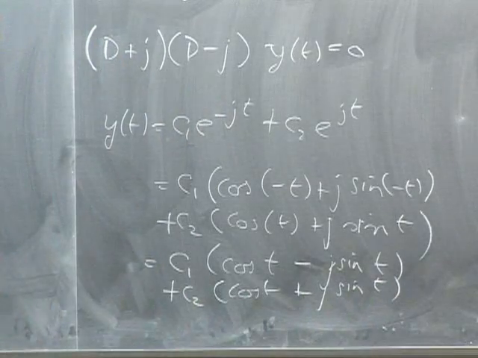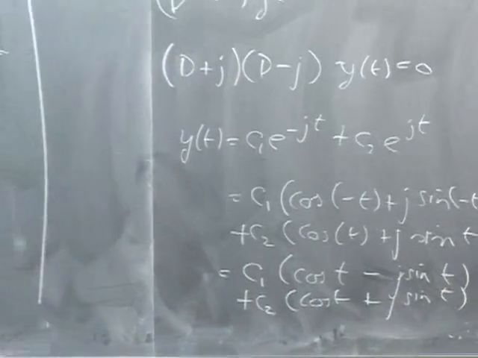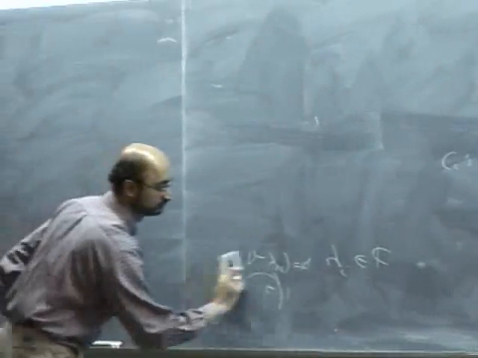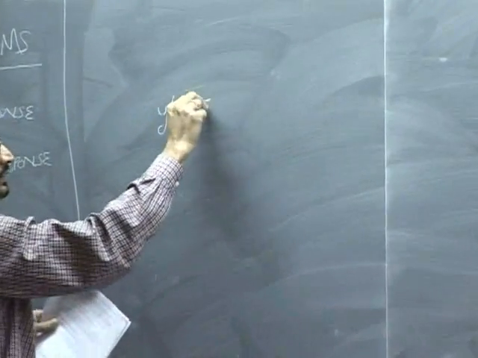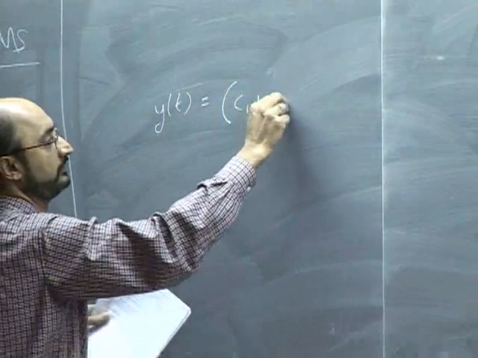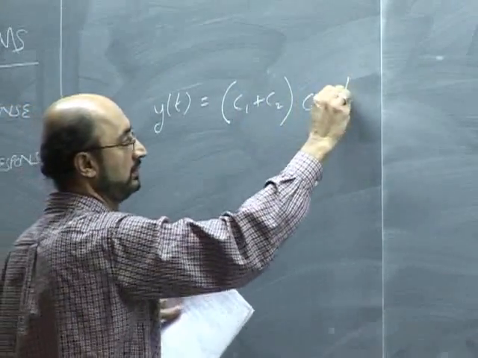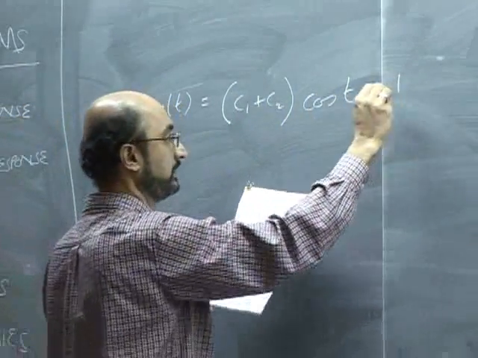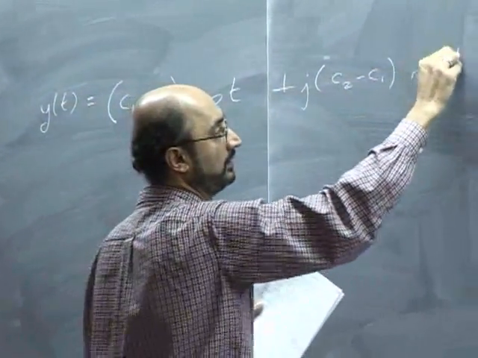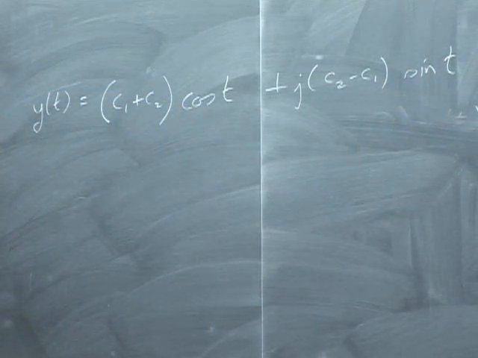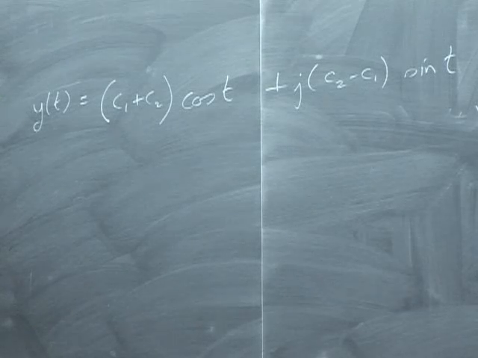And if you expand that again, we get y(t) equals C1 plus C2 cos t, plus j(C2 minus C1) sine t. So far so good, nothing really great. All we've done is expand by Euler's formula. But the interesting part is when this refers to not a mathematical formulation, but a real system.